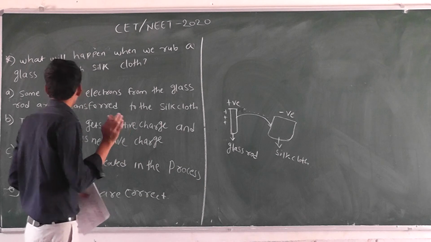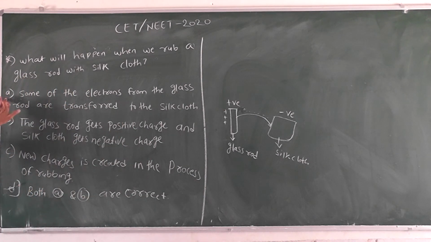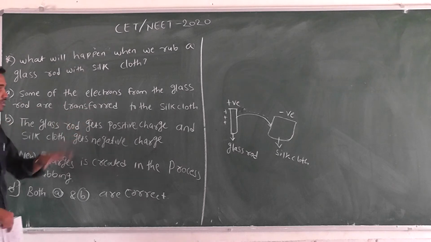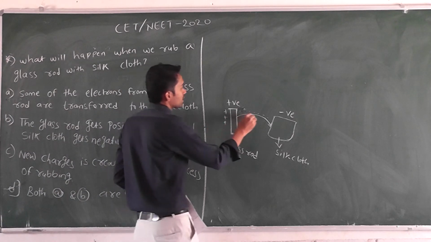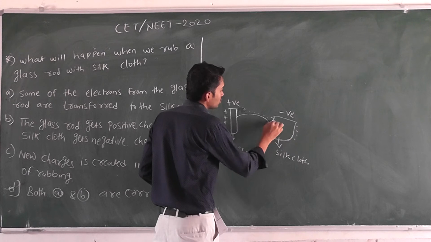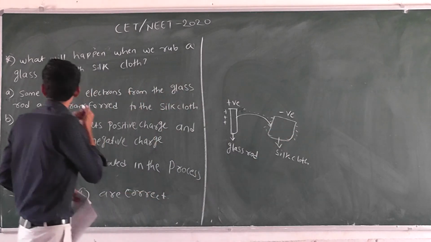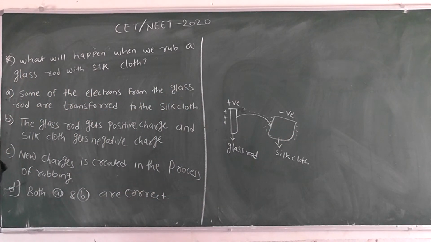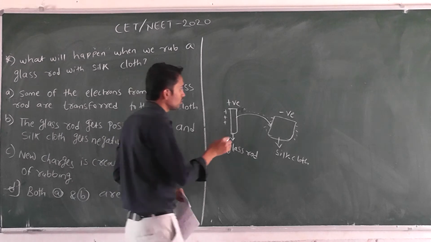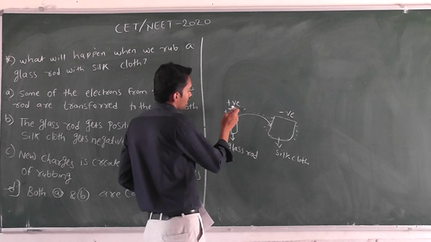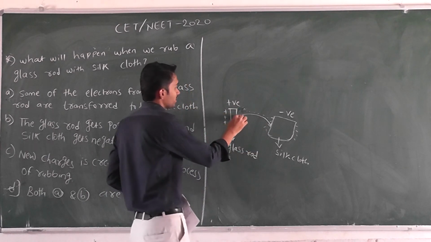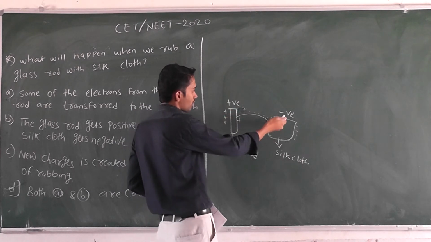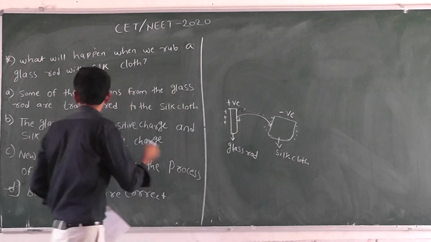Okay. So come to the options. First one A, some of the electrons from the glass rod are transferred to silk cloth. Previously I told that the electrons are transferring from glass rod to silk cloth. So option A is right. Next option B, the glass rod gets positive charge and silk cloth gets negative charge. Yes. So option B also right.